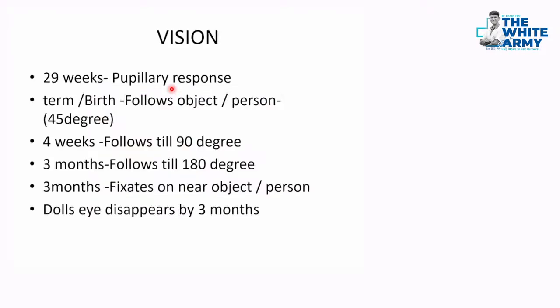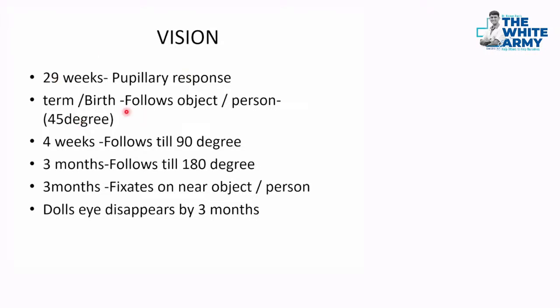So these are the 4 main domains that are there. Like I told, there is the 5th domain also, which is very important. That is vision and hearing. So for this, you should know how vision develops. Now vision starts developing as early as 29 weeks. That means a 29-week-old premature child also has pupillary response.